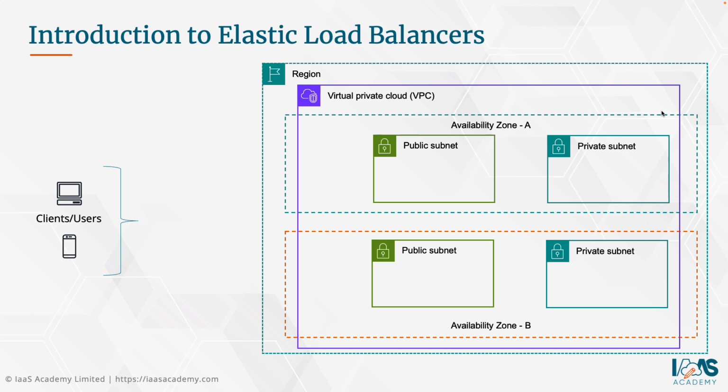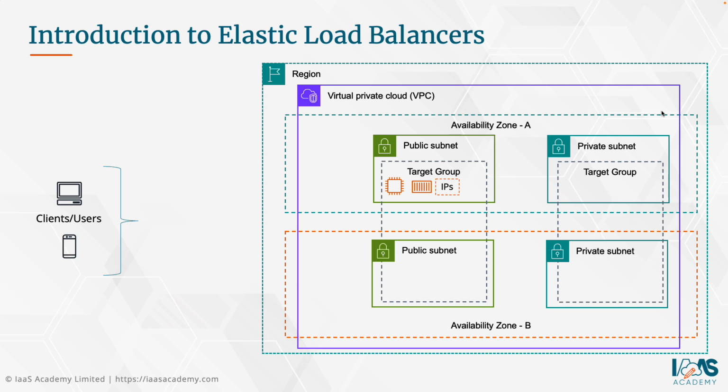Now, Elastic Load Balancers will automatically distribute incoming traffic across multiple targets, and targets are placed in something called a target group. These targets can be anything from EC2 instances, containers, IP addresses, or even Lambda functions. And you want to distribute your targets across multiple availability zones across multiple subnets as shown in the architecture diagram.